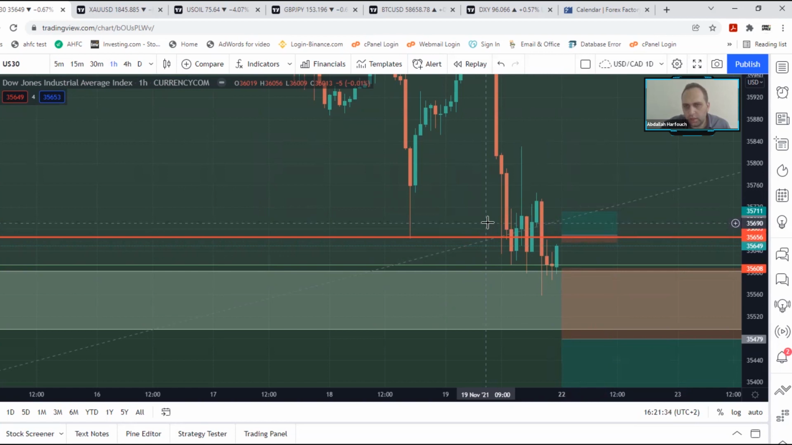35,680, take profit 1. 35,690 TP2, and 35,710 it will be the TP3. This is a lower time frame trade.